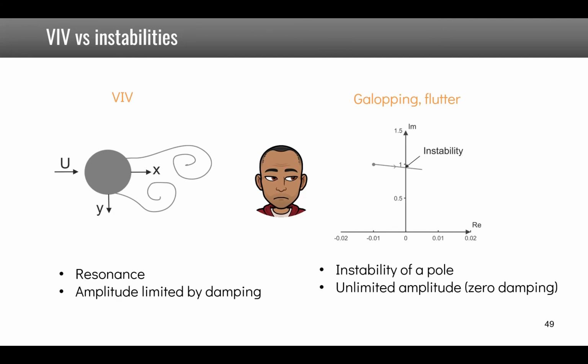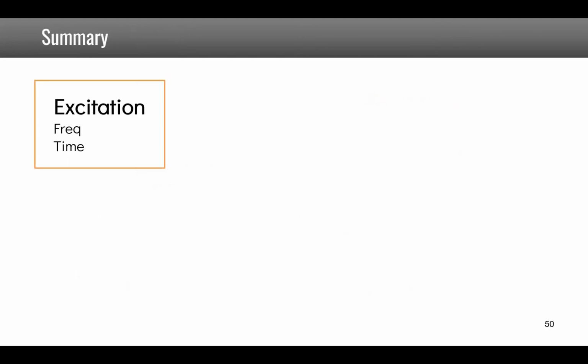Now, whether it is VIV or instability, large amplitudes of vibrations are not good for structures. They can lead to fatigue in the long term or to failure in the short term if amplitudes are really large. This leads us to my summary of this video.